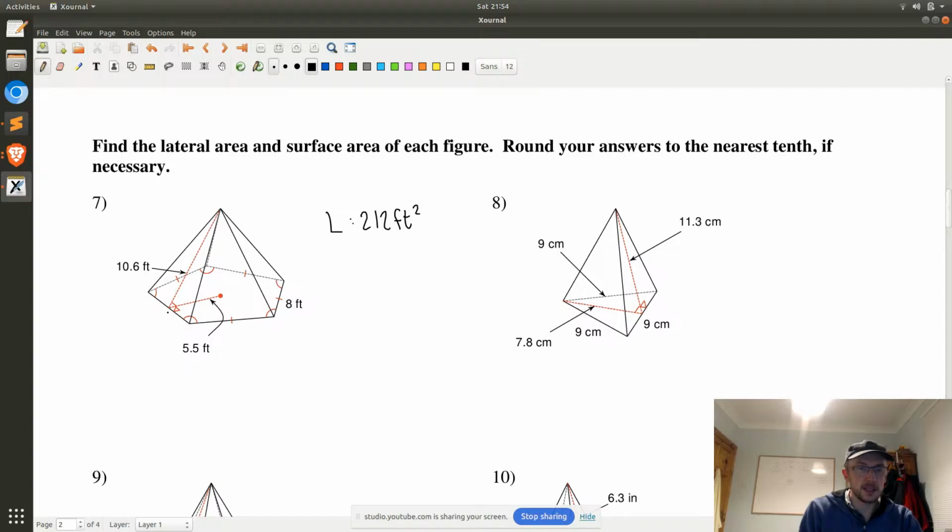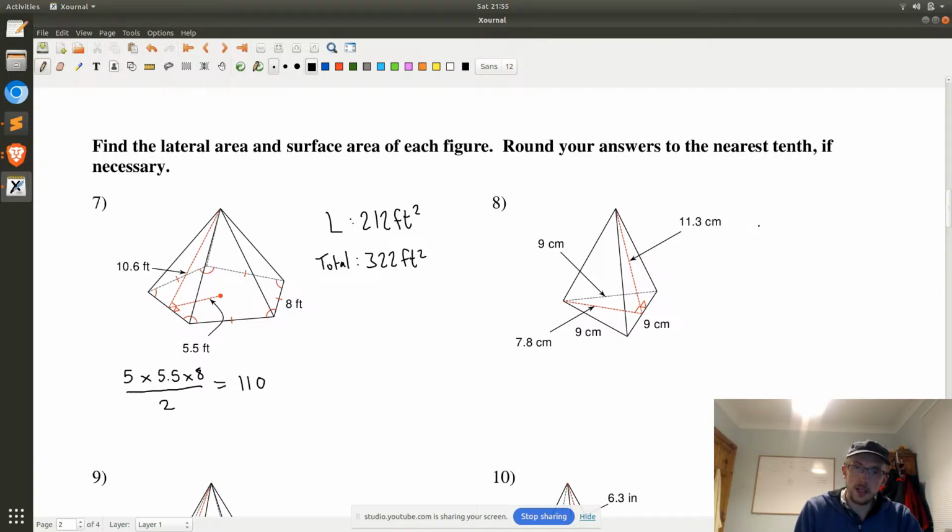As for the base, that would be the number of sides, which is 5, times the apothem, 5.5, times the length of one of the sides, which is 8, and then divide all that by 2. So 20 times 5.5, which is 110. So add that on. So we get 322 square feet.